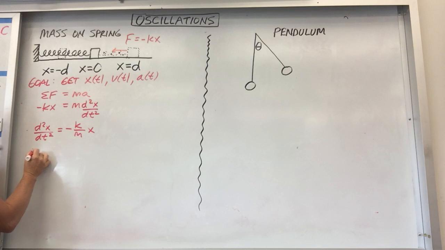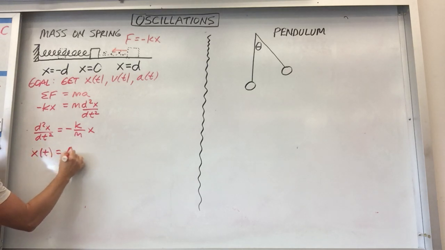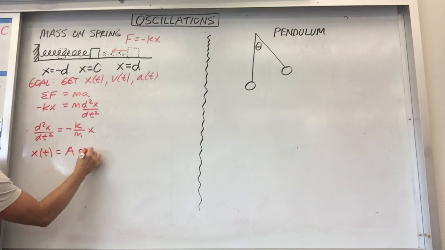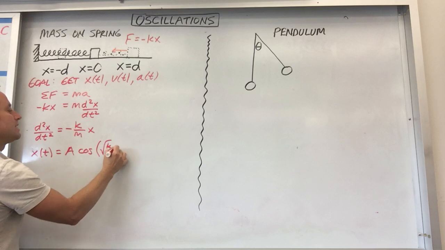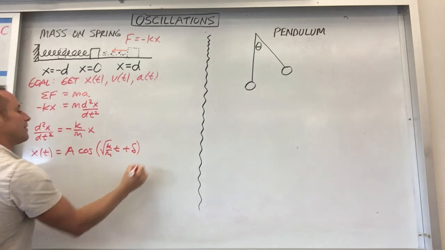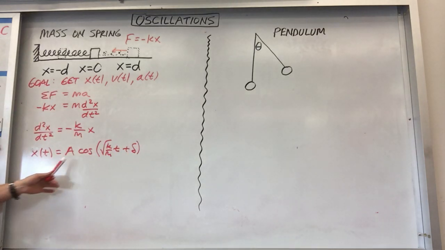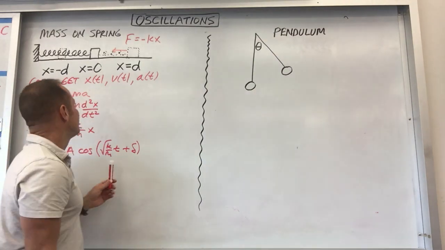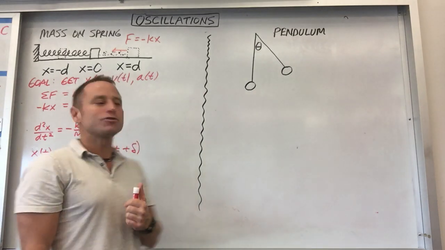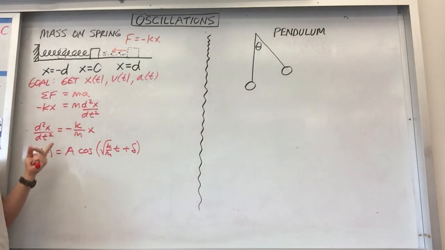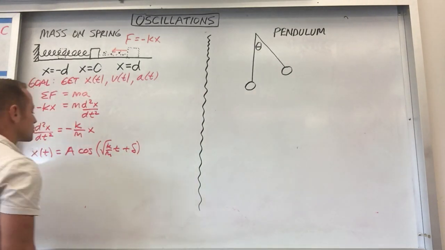Well, I'll write it down first, then we can talk about it. x of t is, so I'm just going to propose one: A cosine of root k over m t plus a phase. So I propose that is a solution to this equation. Well, how do you know if I'm telling the truth about that? Well, let's just try it and see if it works. Okay, so we'll try to plug it in.